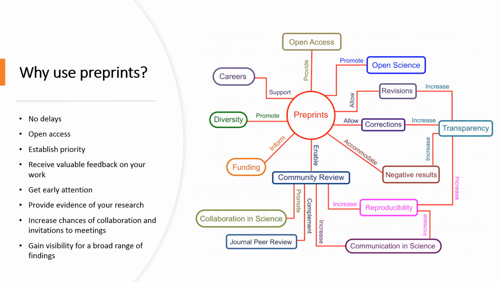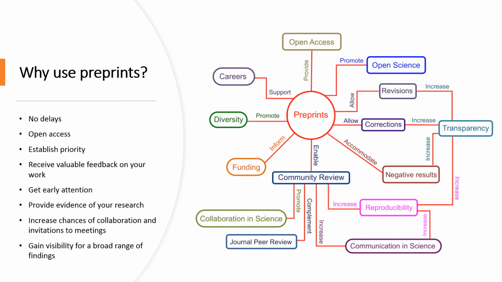Establish priority. At a time when many scientists across the world might be working on the same research idea, putting up a preprint can help establish your priority on an idea or discovery, as preprint servers generally mention the date on which the article was posted.